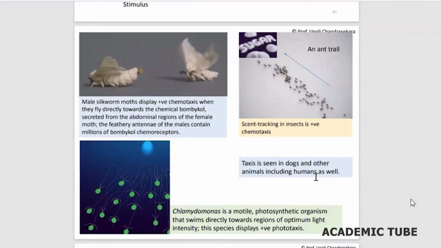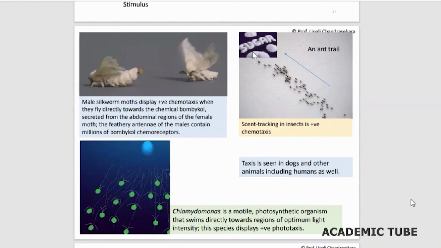Now, I have given you 3 examples in here, right? Now, this is a very common thing. Whenever there is sugar, right, you will see after a few hours, you know, ants will make a queue. That is what we call an ant trail. So now they show positive chemotaxism.